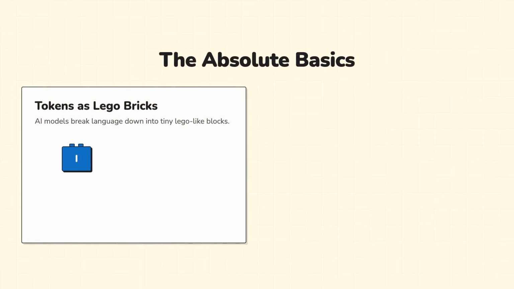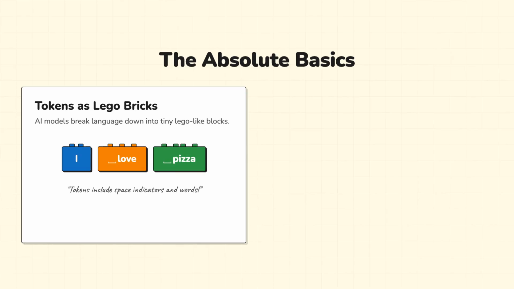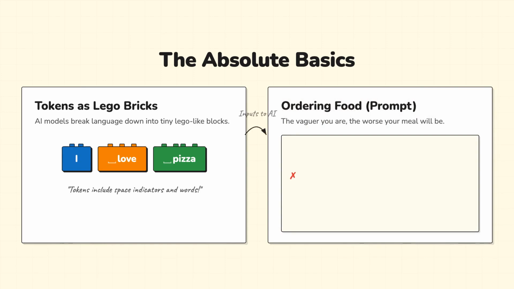AI models don't read words the way humans do. Instead, they break language down into tiny Lego-like blocks called tokens. A token can be a whole word, a single syllable, or even just a piece of punctuation. These tokens are what the AI counts to determine its limits, how much it can read, remember, or generate at any given moment.